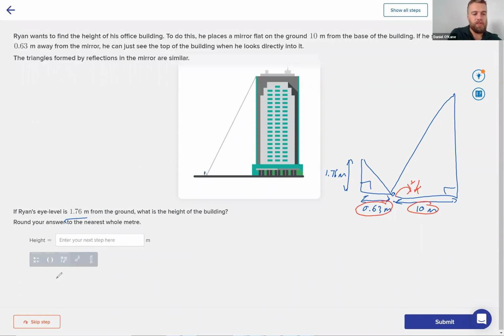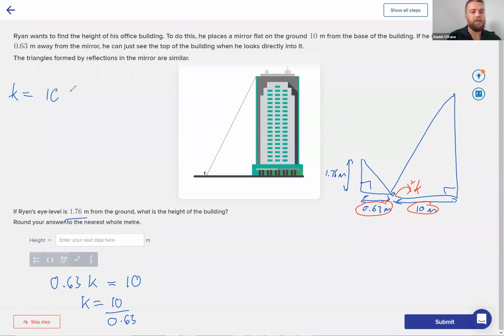So in other words, 0.63 multiplied by a scale factor k creates 10, okay? So then I can express k as equal to 10 divided by 0.63. You're welcome to simplify this if you like, or you can just put it into your calculator straight in, as is.